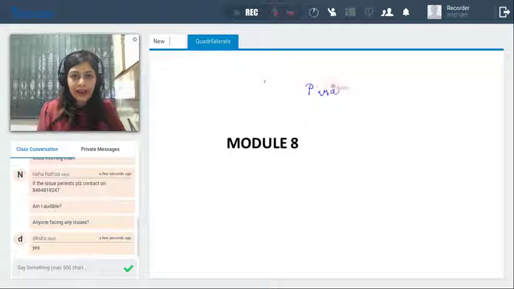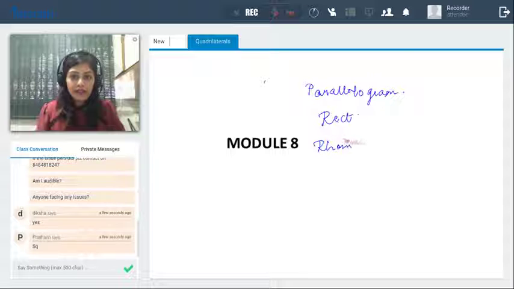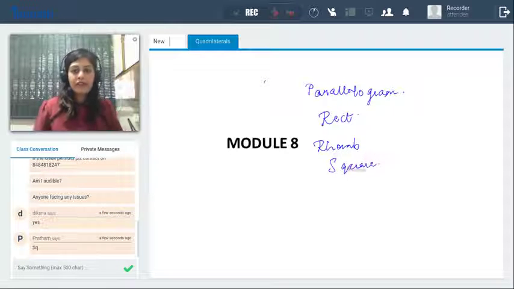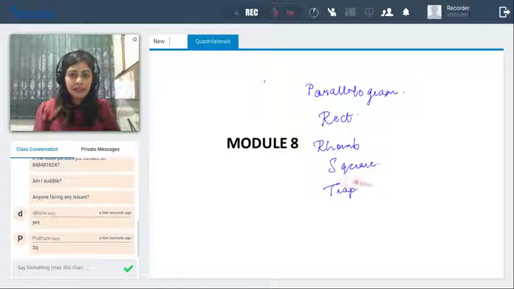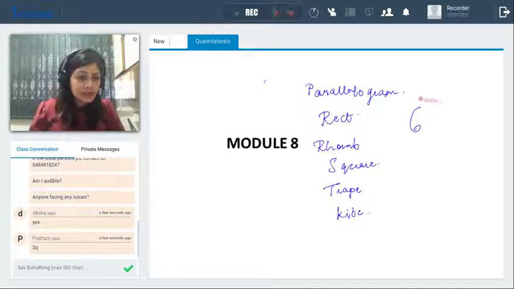Yes, we have seen the parallelogram. Then was the rectangle. Next one was rhombus. Then we saw the square. What else, students? Trapezium and kite. Yes, so these were the 6 kinds of quadrilaterals that we have studied that are there in your syllabus, people.